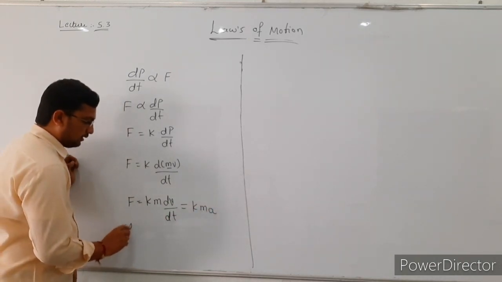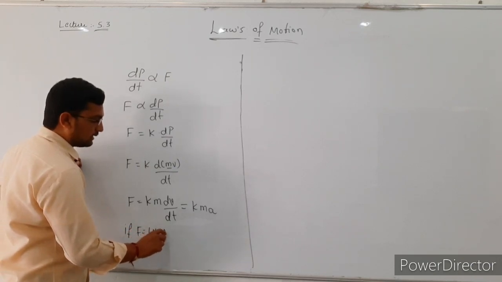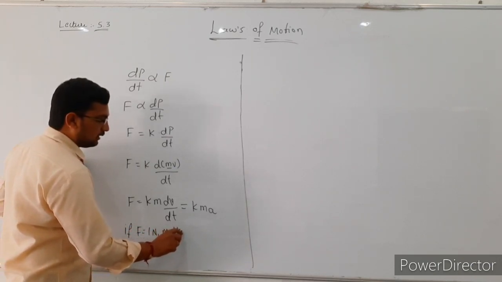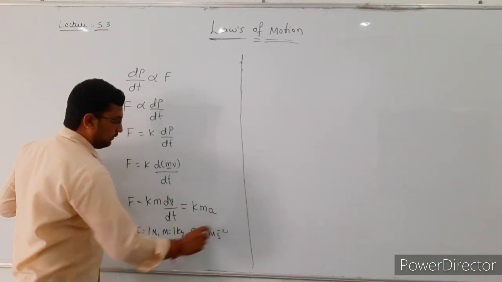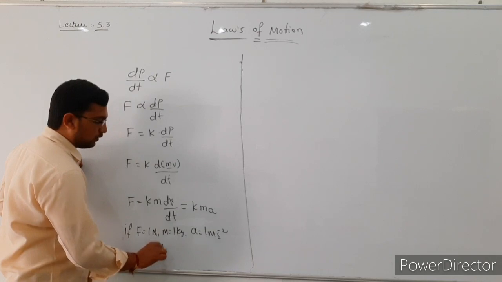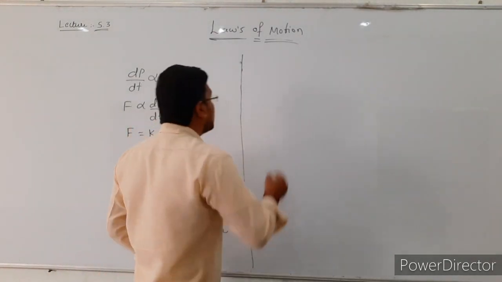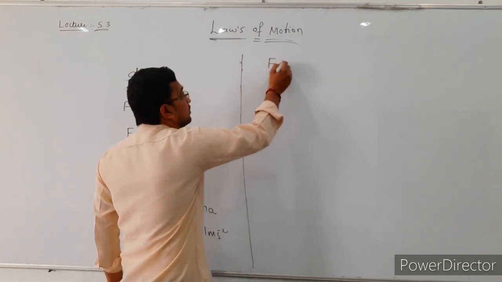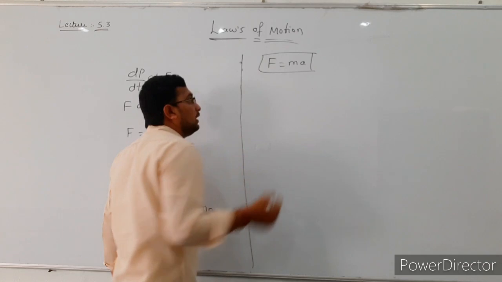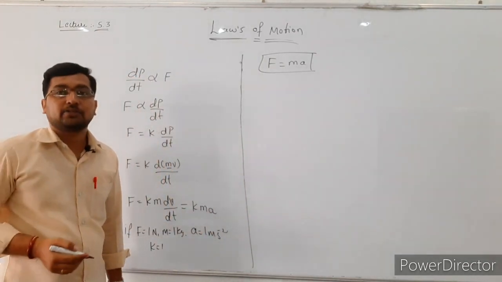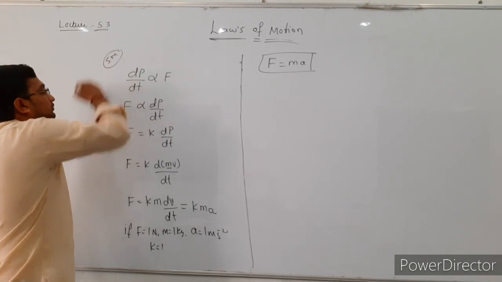If the force acting on the system is 1 Newton and the mass is 1 kg, then the acceleration is 1 meter per second square. So the k value becomes 1. Substituting the k value in this equation, it becomes force is equal to mass into acceleration. It is very important.